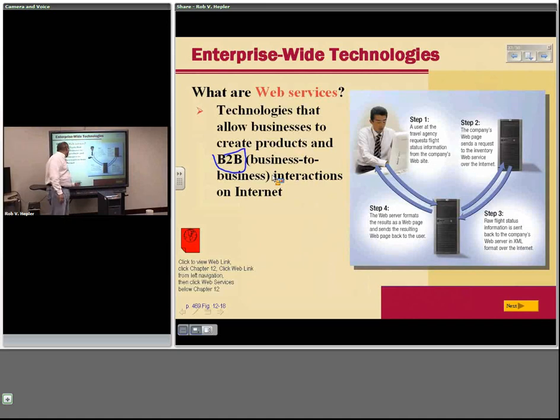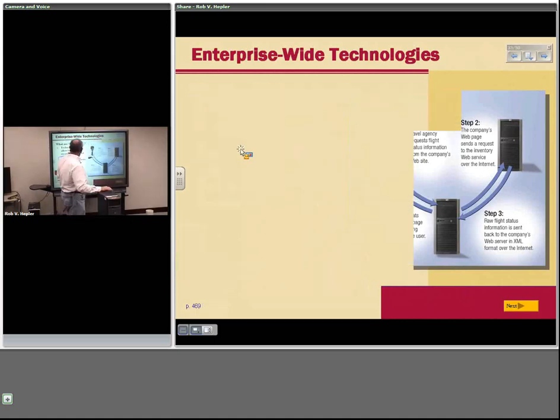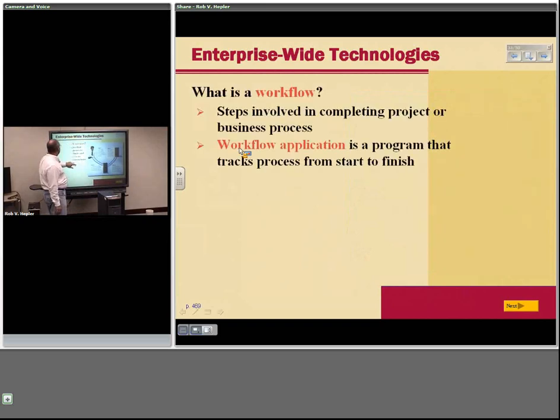They mention here business to business, B2B. That's, of course, as opposed to customer to business, which is what you do when you're on Amazon. That's you as a customer, Amazon a business. Business to business is when businesses communicate this way. And we'll talk about that again when we talk about the internet.